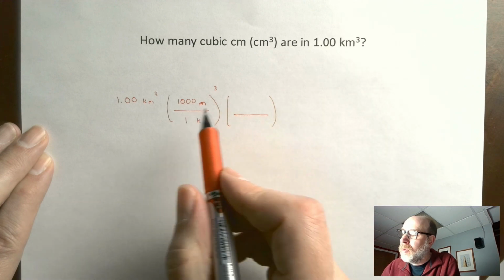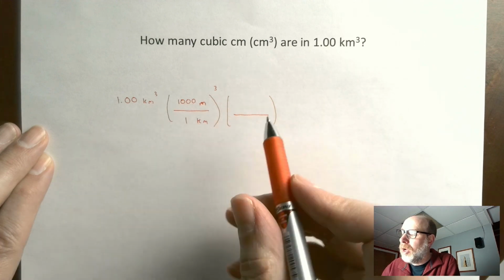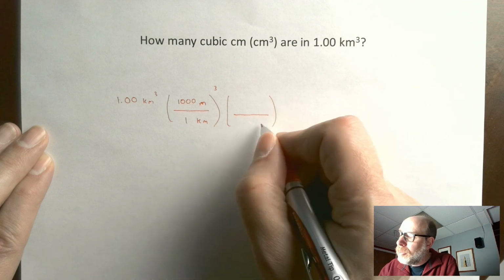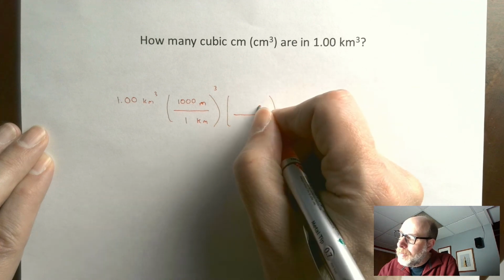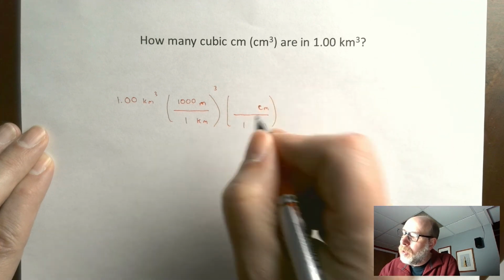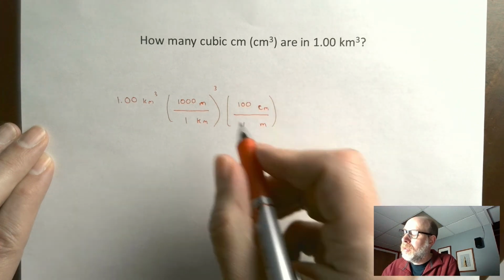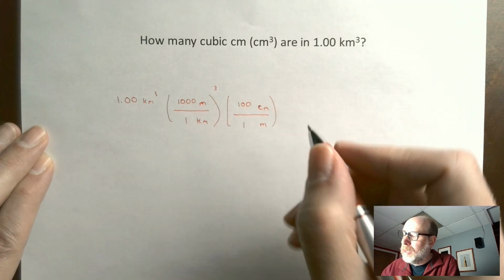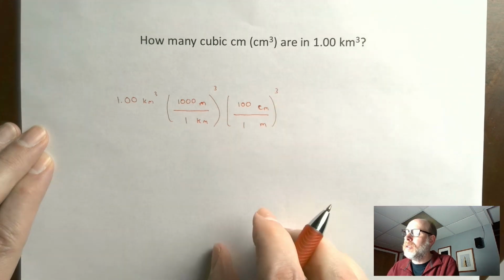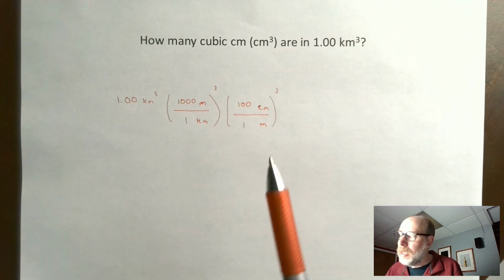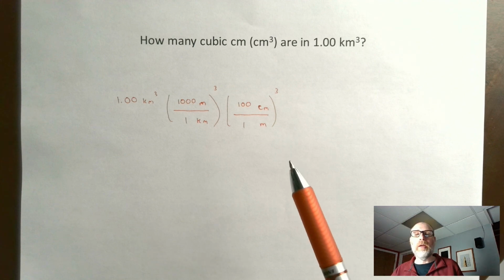So next unit, the kilometer is going to cross out. Meter's got to be on the bottom. And I want to end up at centimeters. And I know that 1 meter is 100 centimeters. But it's not meter, it's cubic meter. So I've got to cube that term. And that way I know I'm going to end up with cubic centimeters.